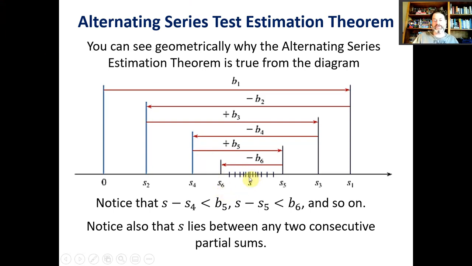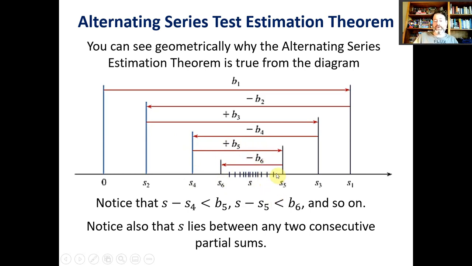So if we go from S to S4, it has to be less than B5, because as you ping pong across, you go S1, S2, S3. When I go back to S4, coming forward from S4 is B5. It has to go past S because it's an alternating series. So it's going to go past S. That means B5 is going to be bigger than S minus S4.